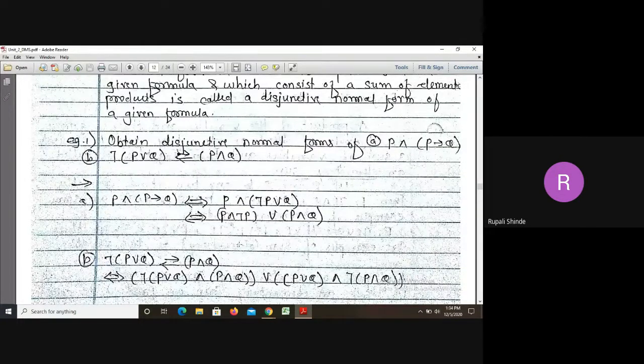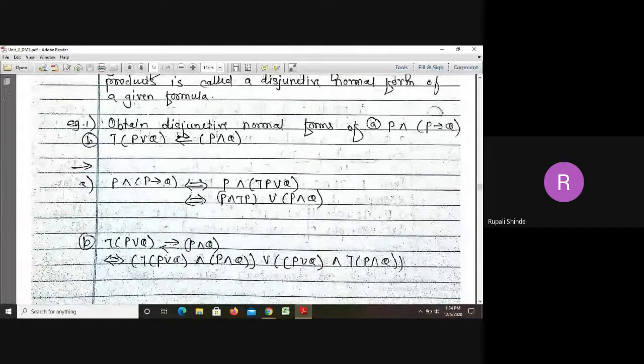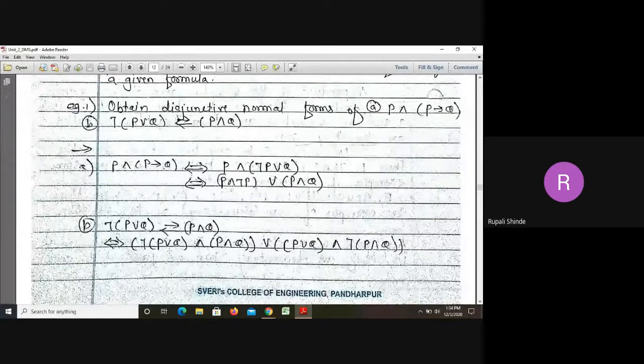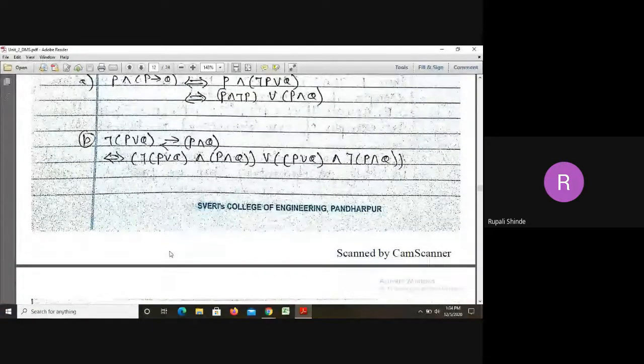Okay. So again here, the second example is given, that is negation of P or Q biconditional P and Q. So again, how can we solve this example? First of all, we have to remove this biconditional. So how can we remove this biconditional? What is the formula for a biconditional?